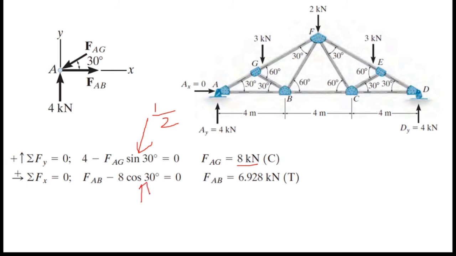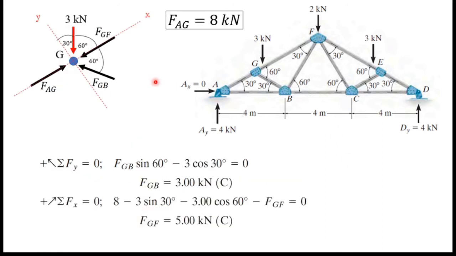So instead of cos 30 I can write square root of 3 over 2. Then I simplify this and I can get FAB equals 6.928 kilonewton. And FAB is directed away from the joint and the answer came out as a plus value. So that means FAB is a tension force. So that is joint A.